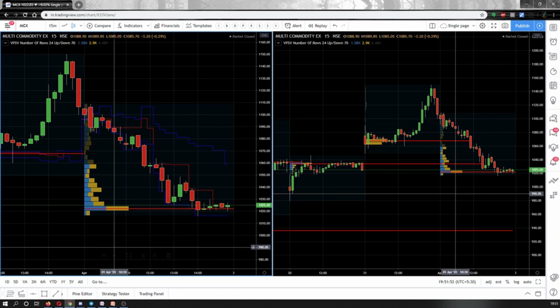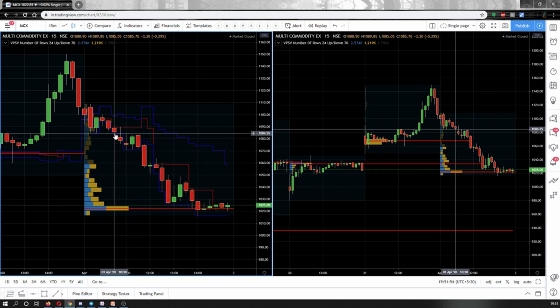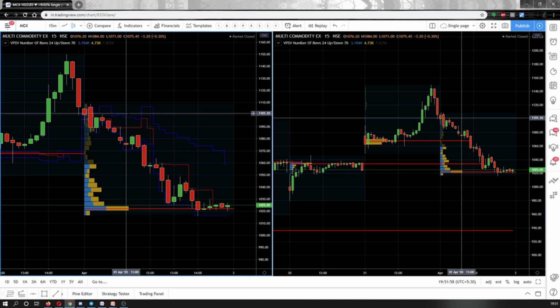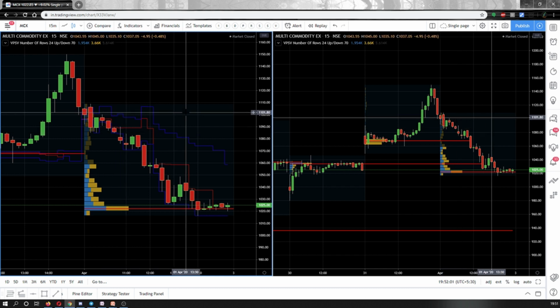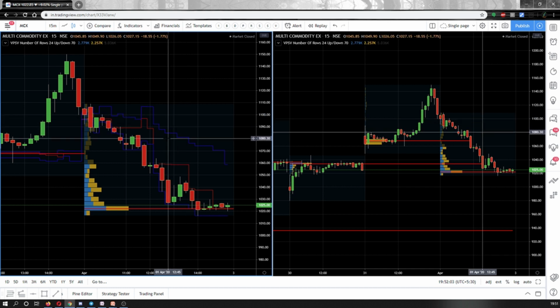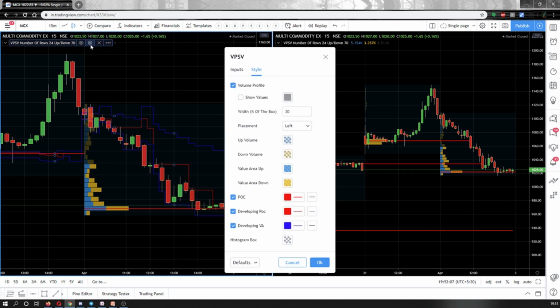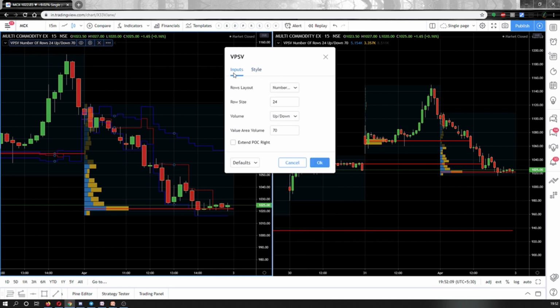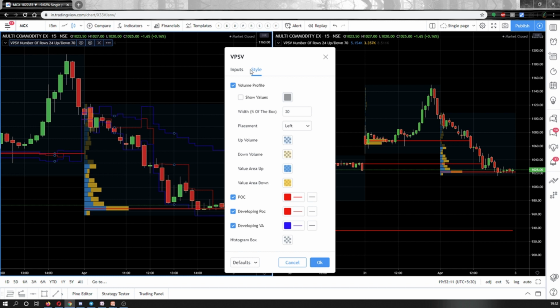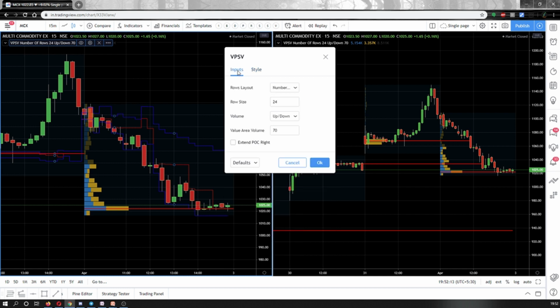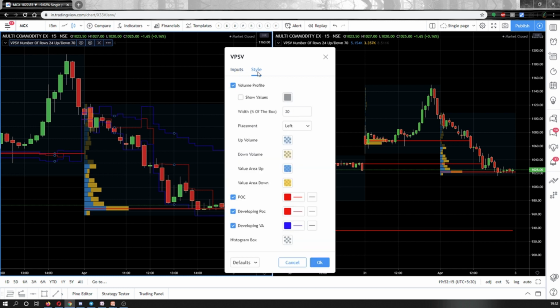If you see this chart at first glance, your impression will be, oh my God, what is this? I'm not able to understand anything here. It is so confusing. So the thing you need to do is go to settings. There will be two tabs, inputs and style. Let me cover style first. In style, let volume profile be checked. Show values, let it be unchecked.